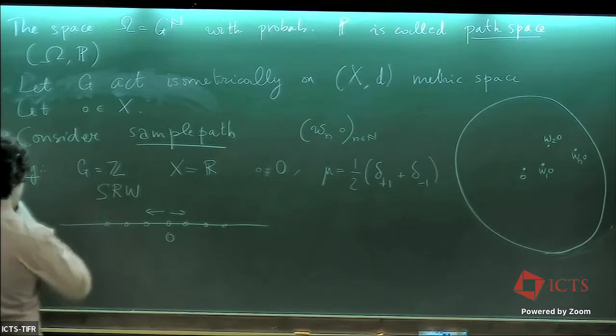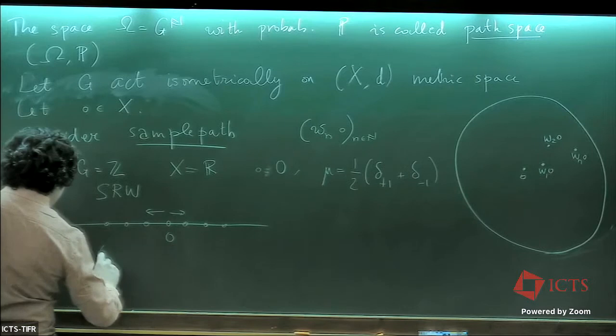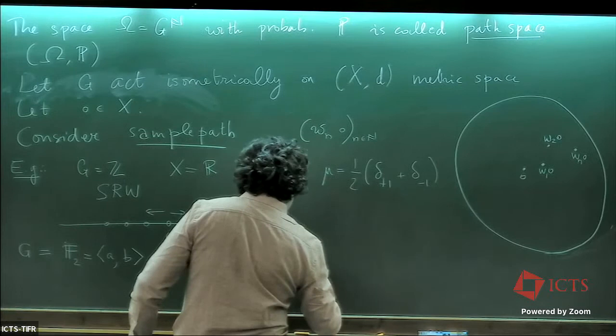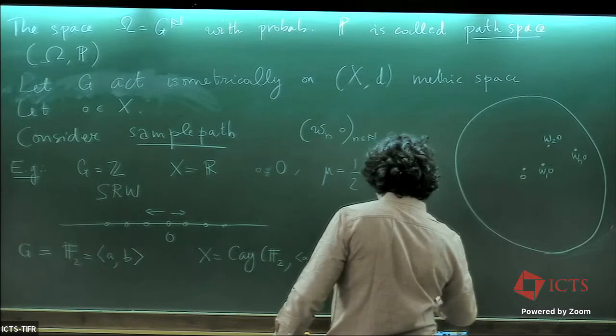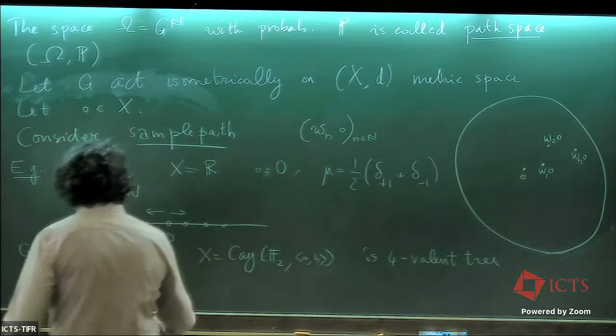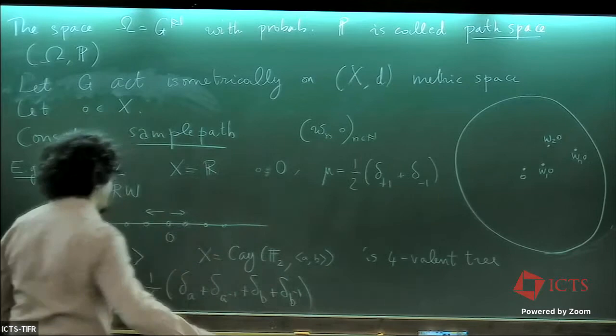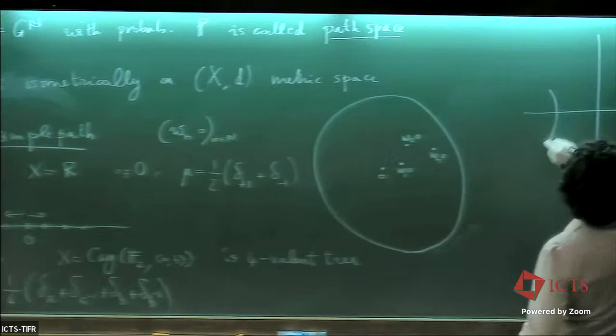So it's important that you allow yourself to have these very large jumps. Okay, and in a more hyperbolic situation, of course, you could get the free group, for instance. You can think of it as being generated by A and B, and then you can think of the Cayley graph with respect to the standard generating set A and B. And this one, of course, is a four-valent tree. Then, for instance, we can take mu to be the measure 1/4 delta of A plus delta of A inverse plus delta of B plus delta of B inverse. This would be one possibility. And then you have just the good old random walk on a four-valent tree.